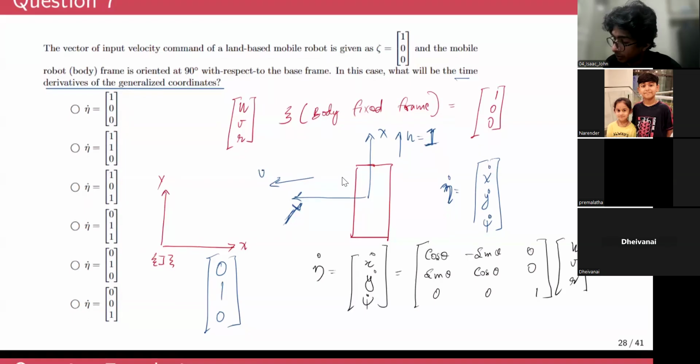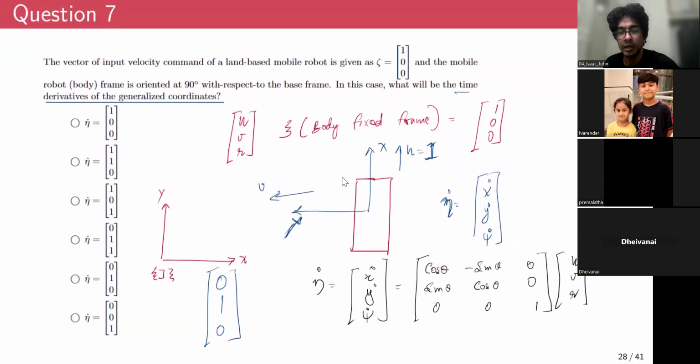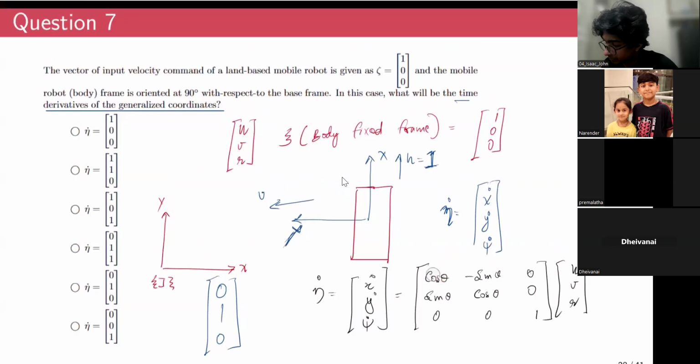Right? So as per the question, u, v, r is given. You are required to find out x dot, y dot, psi dot. And the theta, the orientation, is also given in the question as 90 degrees. So it's a simple matter of substitution. If you substitute 90 degrees in place of theta, cos 90 is 0, minus sin 90 is minus 1, then sin 90 is 1, cos 90 is 0, and u, v, r as per the question is 1, 0, 0.